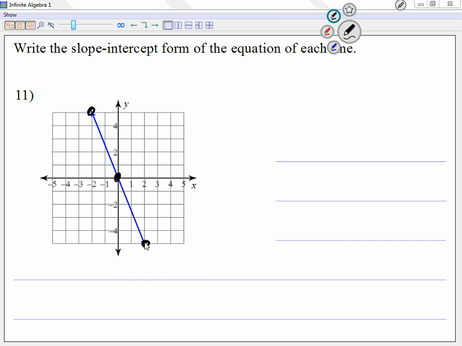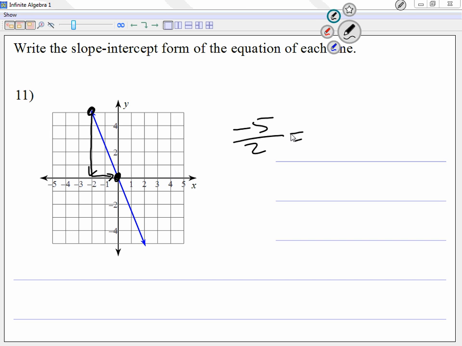So just because the points were not marked, you can still mark them. Right? I came up with 3 points, but technically we only need 2. So choose any 2 you want. I'm going to choose those 2. So it seems like first I'm going to go down 5, so it's negative 5. I'm going to go 2 to the right.